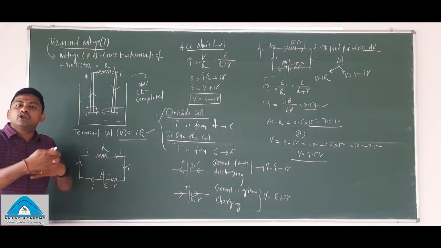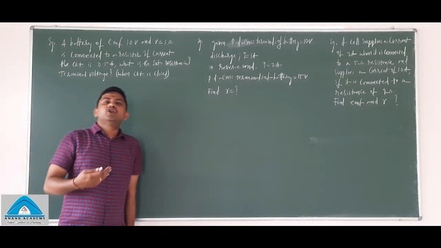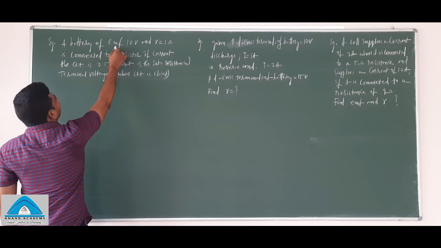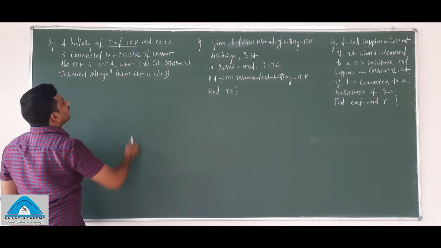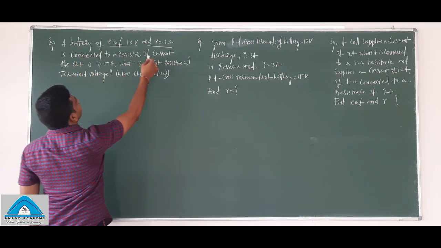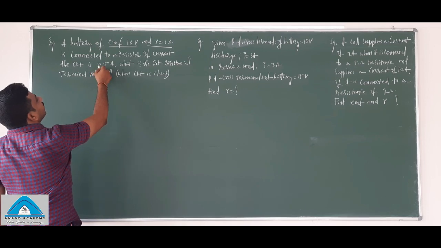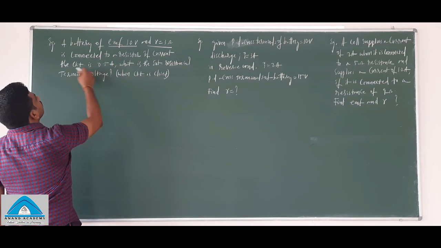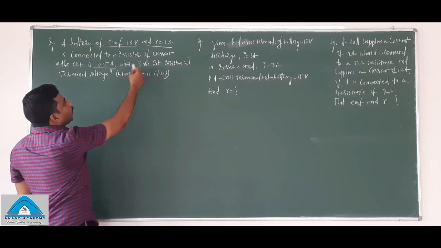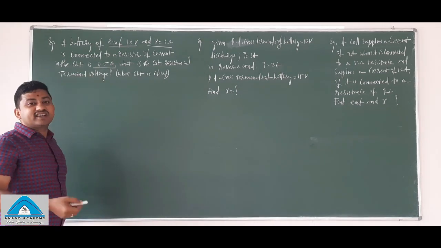Now we will be solving more numericals related to the basics. Let us solve a few numericals related to the basics. A battery of EMF 10 volts and internal resistance 3 ohm is connected to a resistor. If the current in the circuit is 0.5 ampere, what is the external resistance and terminal voltage when the circuit is closed?